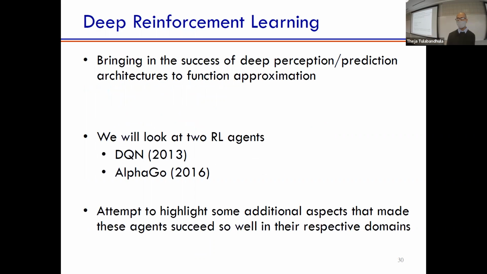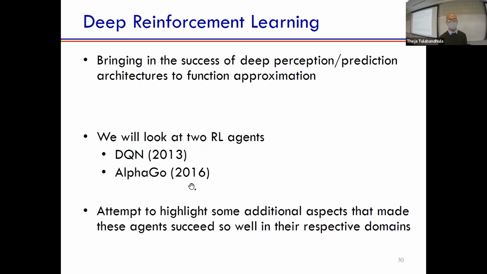DQN is an example algorithm in the deep reinforcement learning subfield. It basically brings the success we have had in perception problems, supervised learning problems, and uses that machinery as function approximators in the RL setting. We look at two RL agents which loosely belong to the deep reinforcement learning bucket of techniques: DQN from 2013 and AlphaGo from 2016. There are other variants, but we'll just look at two canonical ones.